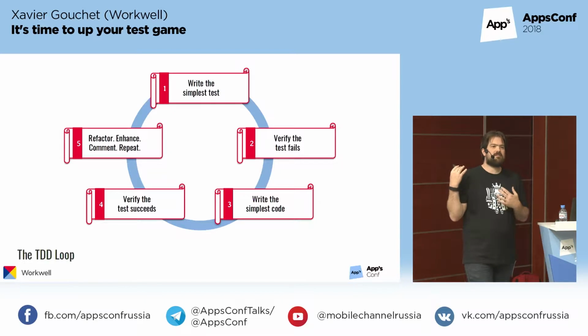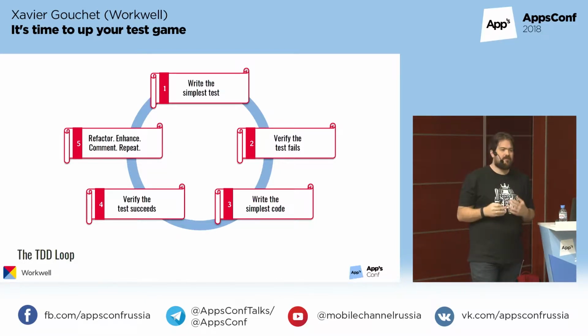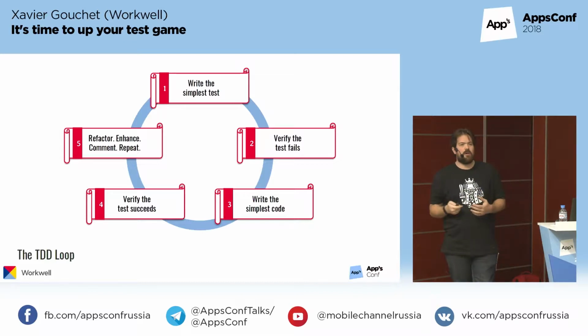So this is the TDD loop. It's very, very basic. You have 5 steps, and you just do first step, second step, third step, and just repeat all the time. This is TDD. So we're going to see each step in detail.